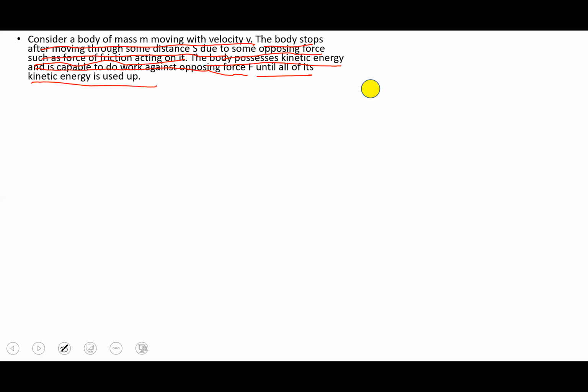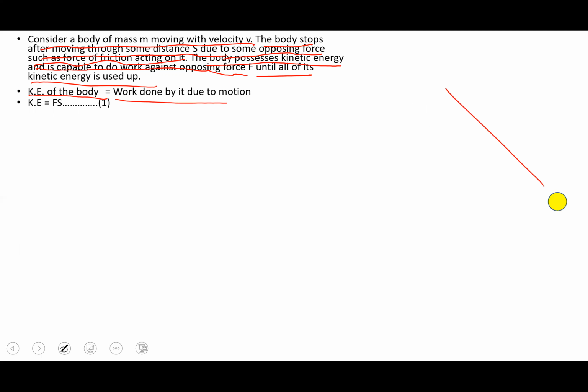Let's assume this is the mass and it moves and suddenly stops. Now, as it stops, when it was moving, it had the kinetic energy. So we'll say the kinetic energy of the body is equal to the work done because it has displaced some distance when it has some force. So we can say the work has been done in this case. So from the formula of work, we can say the kinetic energy is equal to Fs, but that is not enough. Let us define the mathematical formula with the help of an equation.